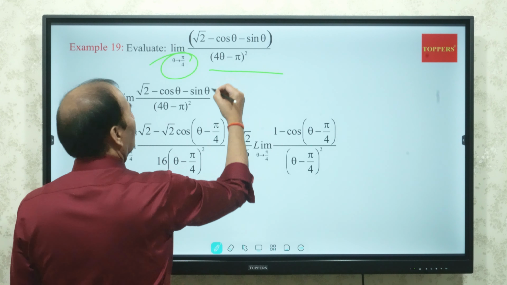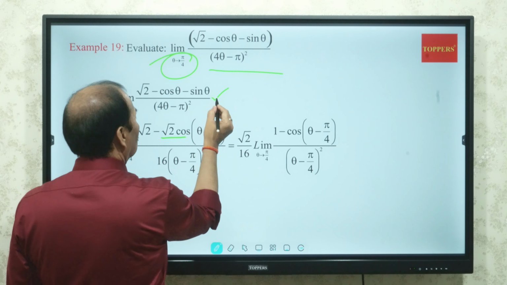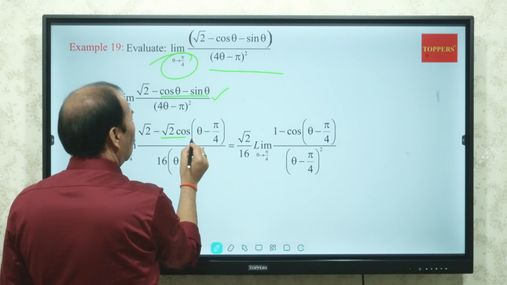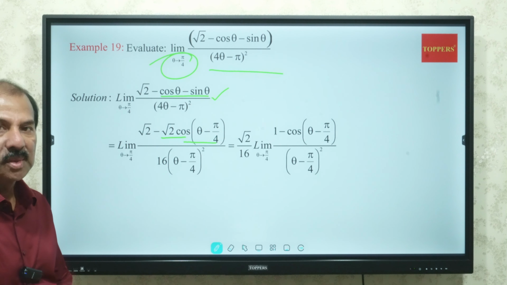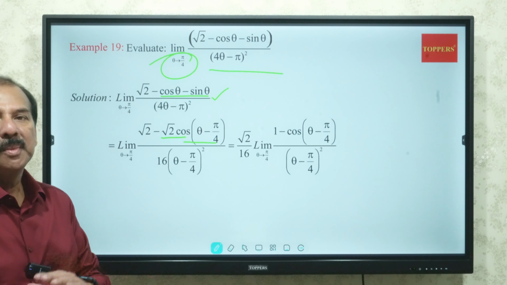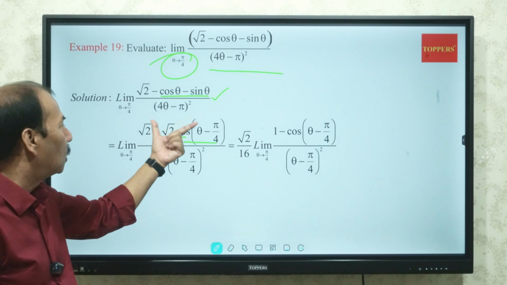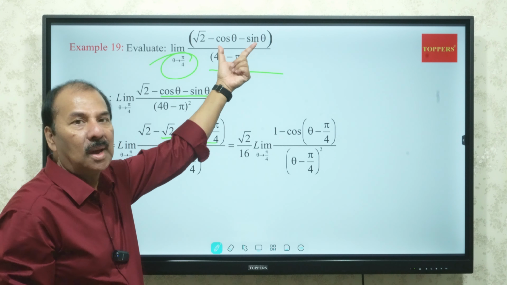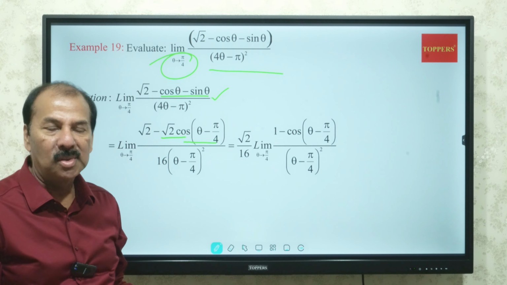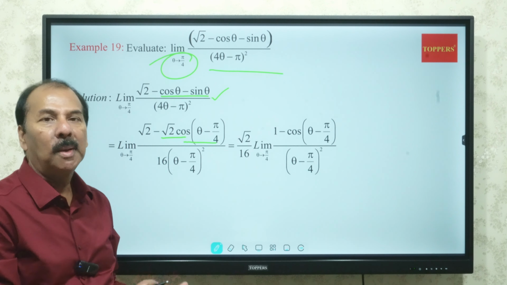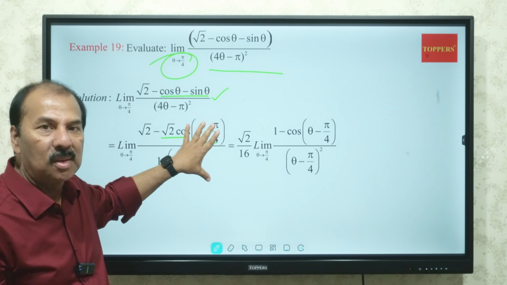So again we can consider this root 2 minus root 2 cos, this cos theta minus sine theta, here it has been represented as cos theta minus pi by 4. Why is it represented like this? Just because in the next step we will take pi by 4 minus theta, or we will take theta minus pi by 4. So either you do some changes here, or you assume that theta minus pi by 4 is equal to h, or pi by 4 minus theta is equal to h. When theta tends to pi by 4, h tends to 0. So you will be able to arrange it in this form.